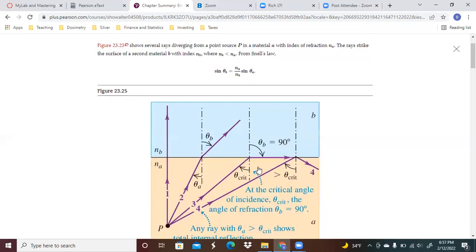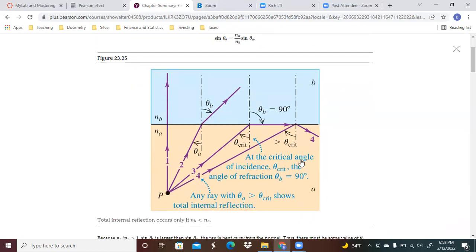If it goes through and this ends up being greater than that, that's where you can see more of a bend here. What you're also seeing here is that at the critical angle of incidence, the angle of refraction ends up being 90 degrees.